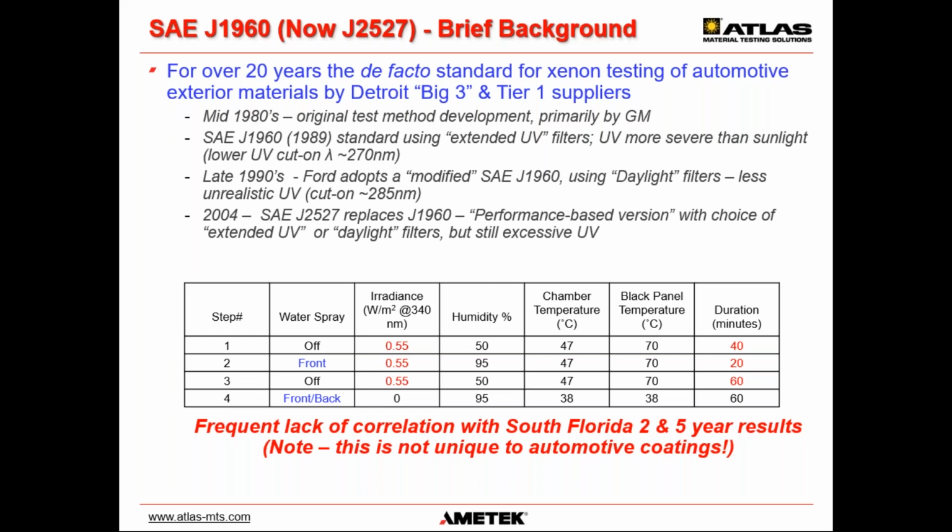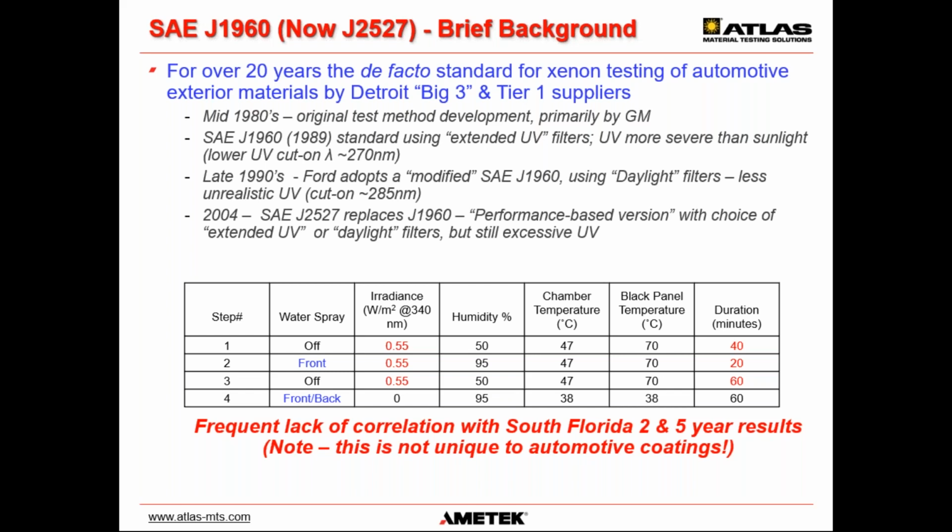J1960 was originally developed in 1989, and it specified what we call extended UV filters. For those of you using Atlas Ci instruments, these are the quartz inner, borosilicate type S outer filters. However, in the late 1990s, Ford recognized that the extended UV filters provided erroneous results, or the conditions were too severe for many materials. So they started specifying daylight filters, or the boro filters, for their tests. And in 2004, SAE J2527 replaced J1960.